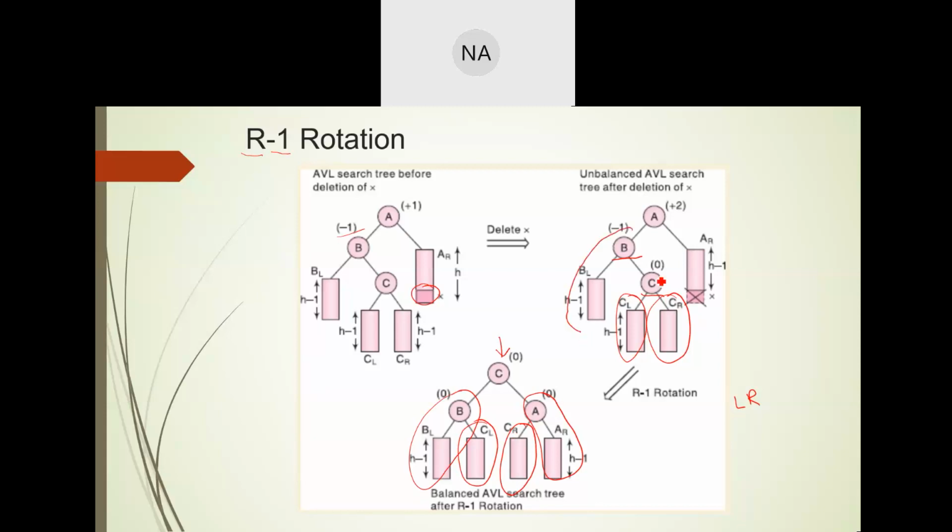First, you make node C the root. Then node B along with its left subtree is made the left subtree of node C. Node A along with its right subtree is set as the right child of node C. The left subtree of node C is made the right child of node B, and the right subtree of node C is made the left child of node A. Okay, so these four steps are performed.